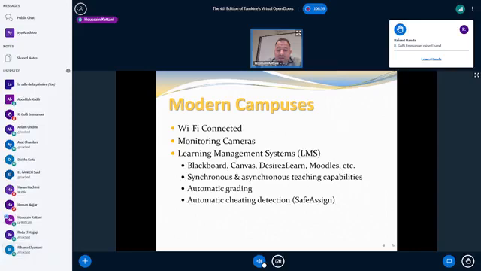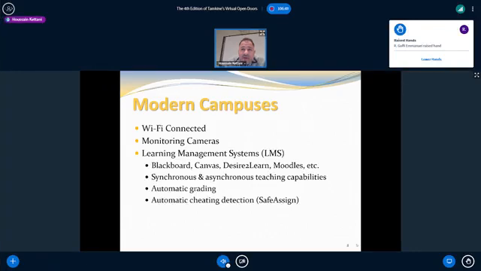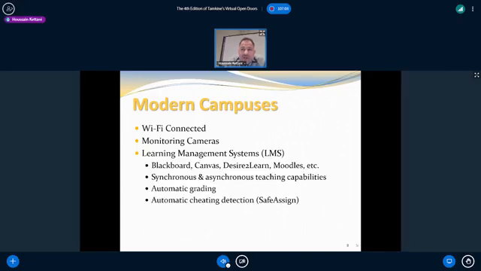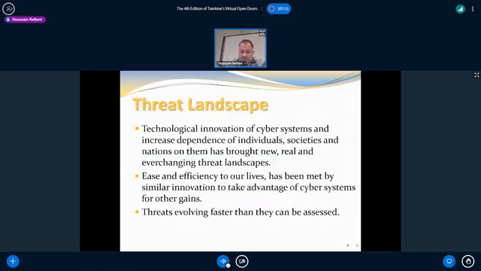And then you have automatic cheating detection, like for Blackboard or Canvas, it's called SafeAssign, or even Desire2Learn. This automatic cheating detection checks the internet for similar wording for assignments, especially for essays. Of course, ChatGPT beats this kind of feature, and researchers are still working on finding ways to say that the student did use ChatGPT if you are not allowing them to use it. But still, that's a research topic.